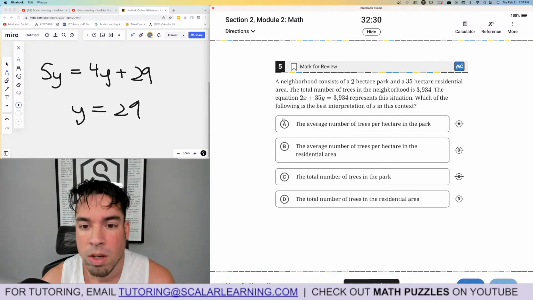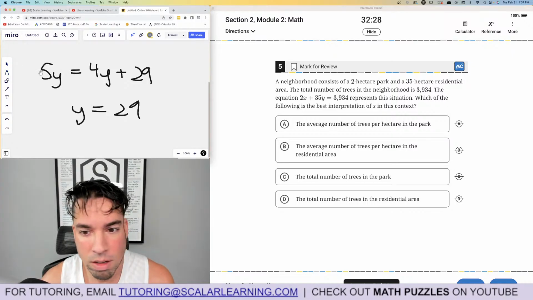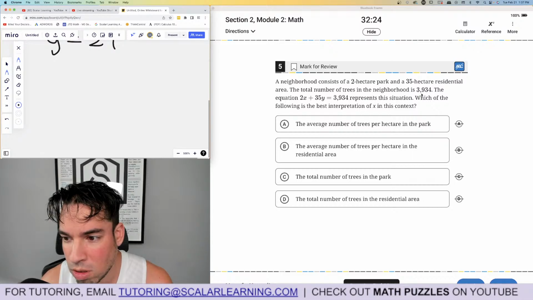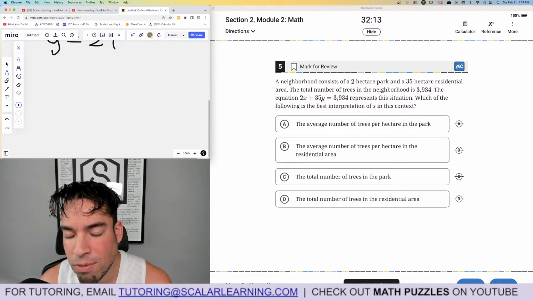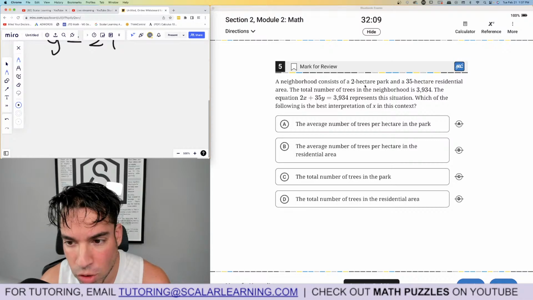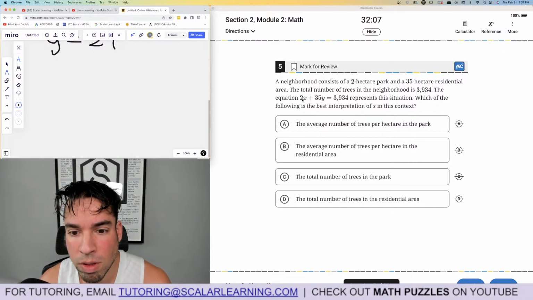Okay. A neighborhood consists of a 2-hectare park and a 35-hectare residential area. The total number of trees. The equation represents the situation. Which of the following is the best interpretation of x? Okay, got it. So a 2-hectare park and a 35-hectare residential area. Now, the total number of trees is this. So this is saying for every hectare, I assume, of residential area, there's going to be 35 trees. For every hectare of the 2-hectare park, there's 2 trees.